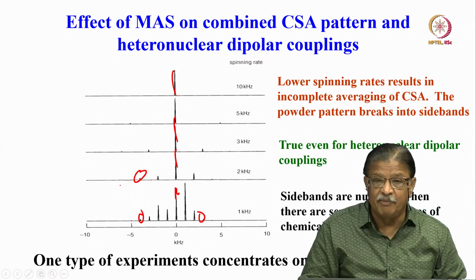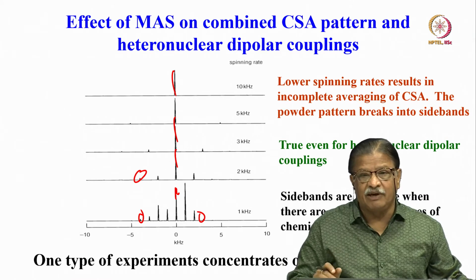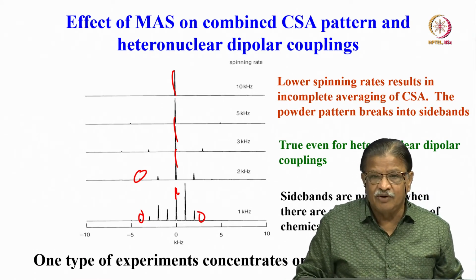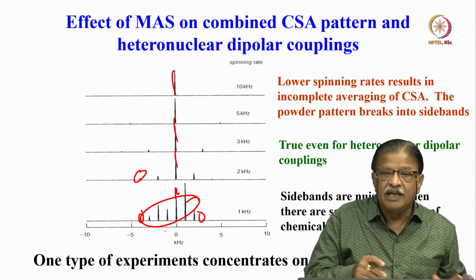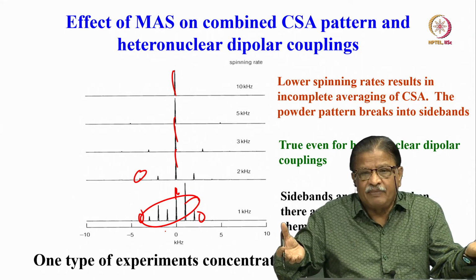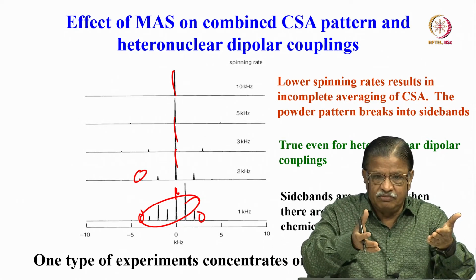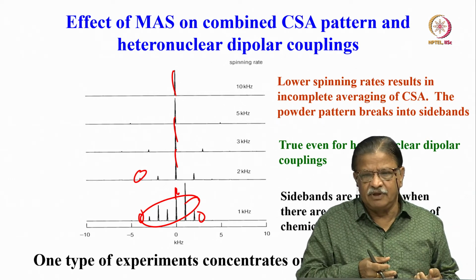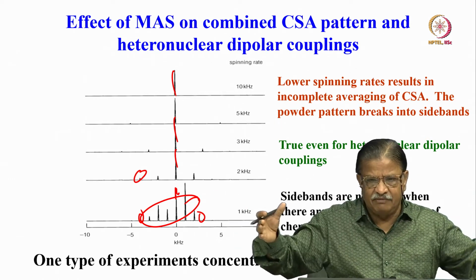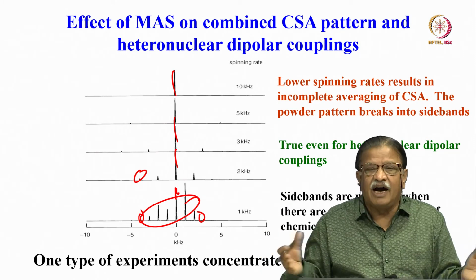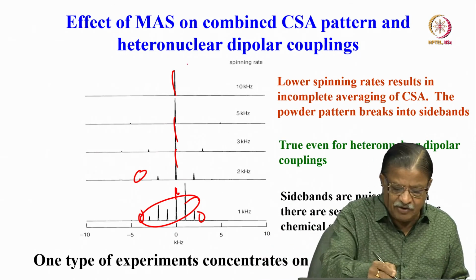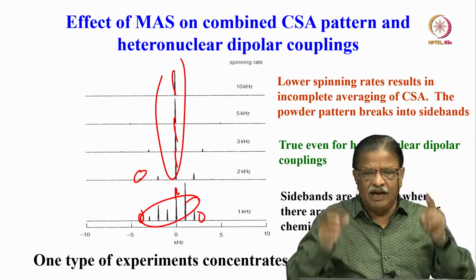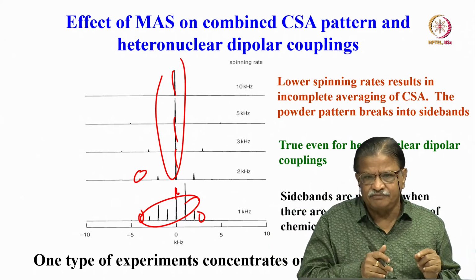This must be remembered. If you want to identify what is your chemical shift, what is the isotropic chemical shift frequency, what you have to do is, if there are too many side bands, spin at two spinning speeds. The peak which does not move with different spinning speeds is your isotropic chemical shift. All other peaks which keep moving away with the different spinning speeds, they are the side bands. So this is what you should understand when you take the example of both heteronuclear dipolar couplings and chemical shift anisotropy when they are present.